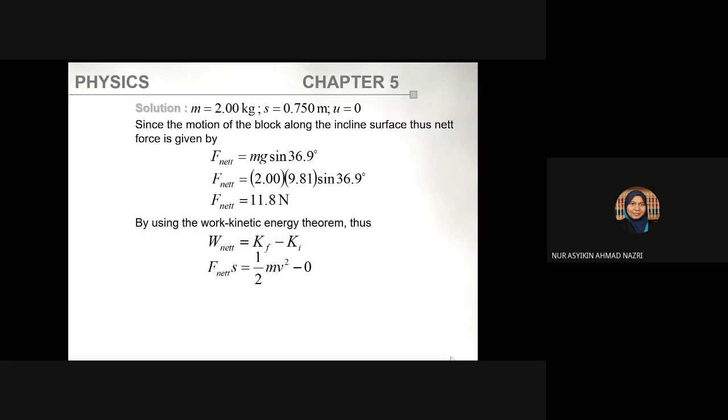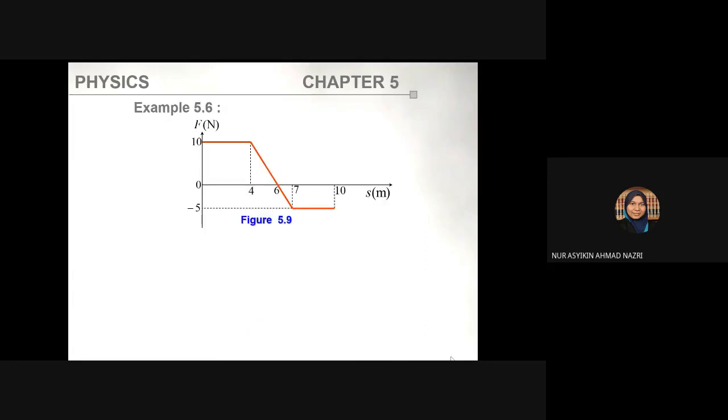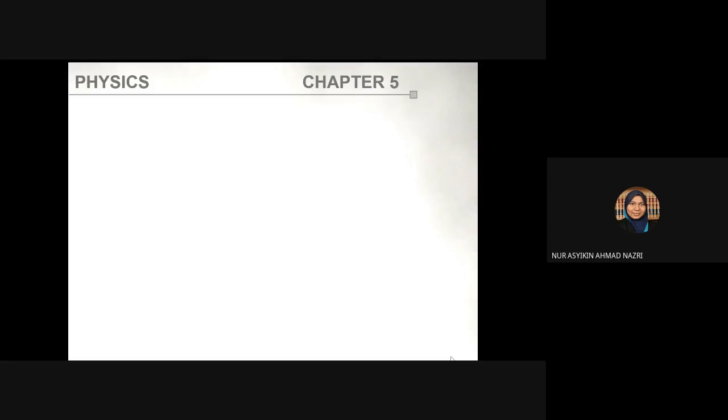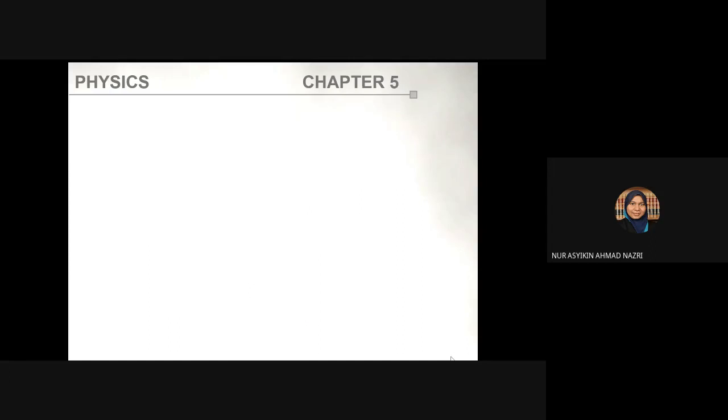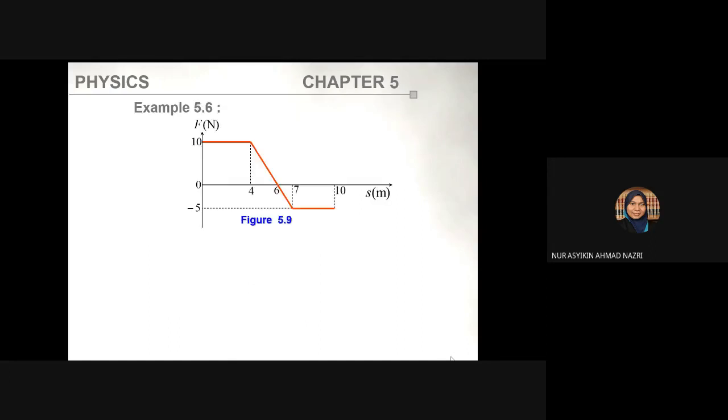Before that, you need to find your F net first. Okay, so that you can substitute in this equation. So your F net times S already given, half mv squared. So you find your final speed. Kita ada lagi satu example rupanya. Okay, so boleh ikut macam itulah. And then another one example.